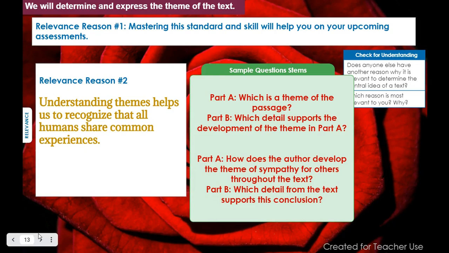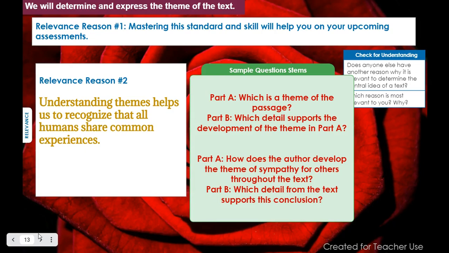Understanding themes will help us to recognize that all humans share a common experience. Again, thinking about those universal lessons that we learn, it applies to all of us, regardless of your race, your gender, your belief. We're united in the fact that we are humans and we experience the same things. We all want to be loved. We all want to have family. We all want to be supported. So, reading the text, understanding the themes helps us to understand that, hey, I'm no different from my fellow man.